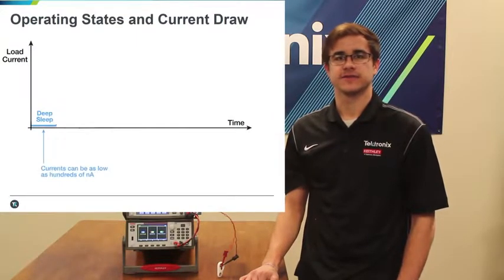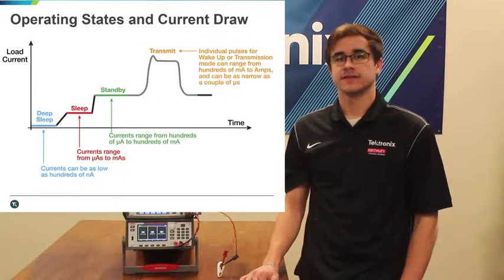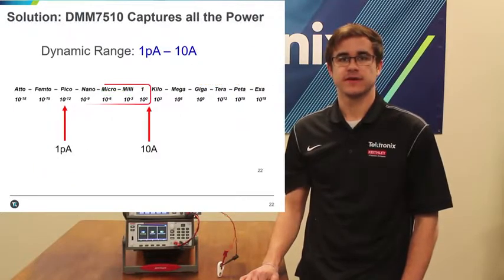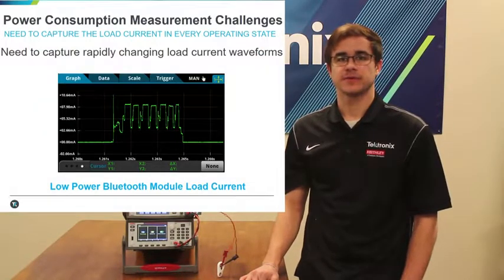An IoT device can draw as low as hundreds of nanoamps in sleep mode, and up to a couple of amps in transmit mode. This is no problem for the 7510, however, which has a dynamic range of 1 picoamp to 10 amps. Another challenge in capturing current characteristics of these devices is the speed that they change states, some only lasting tens of microseconds. We will need an instrument capable of capturing rapidly changing load current waveforms.